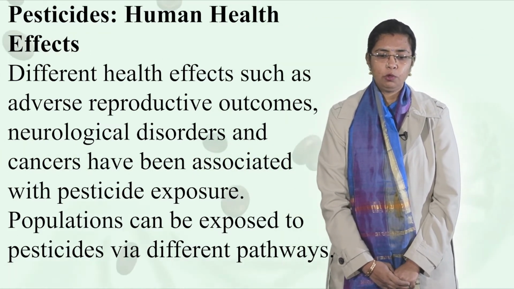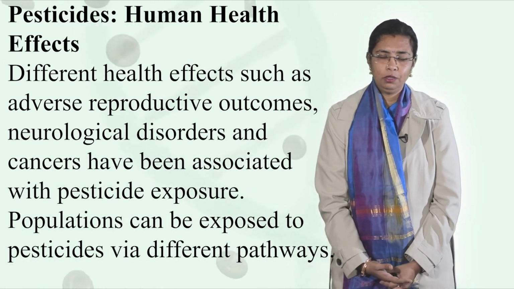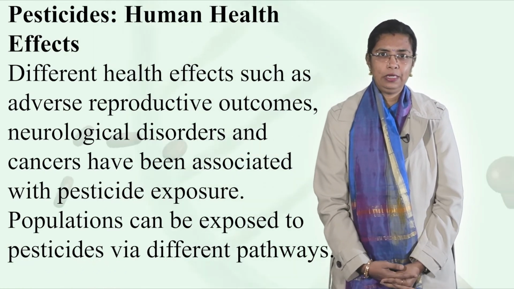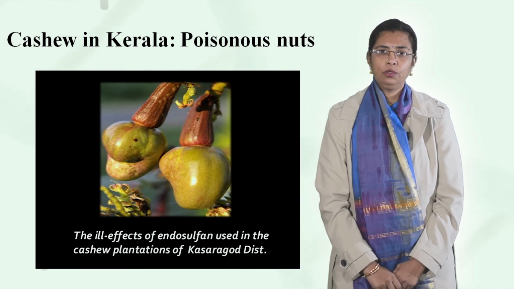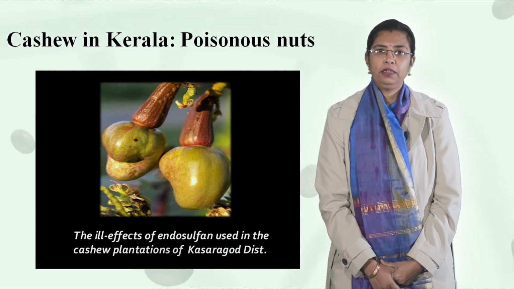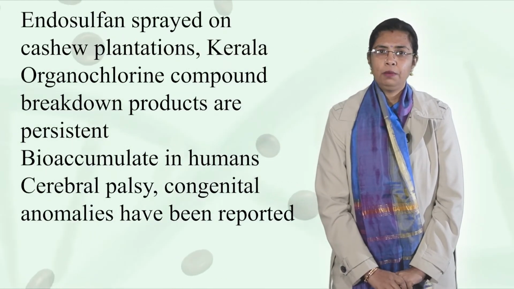The populations can be exposed to pesticides through various pathways, maybe through inhalation, through absorption through the skin, the dermal route, and also by ingestion of food containing these pesticides. One such case study is that of the poisonous cashew nuts, which were sprayed with endosulfan in the Kasaragod district of Kerala. Here the Plantation Corporation of Kerala, PCK, extensively sprayed the endosulfan pesticide onto the cashew nut plants, and they did aerial spraying with the help of a helicopter. You can see the hectares of land that were actually sprayed with this chemical, and this is an organochlorine compound and it does not break down easily, and that means it is persistent in the environment.